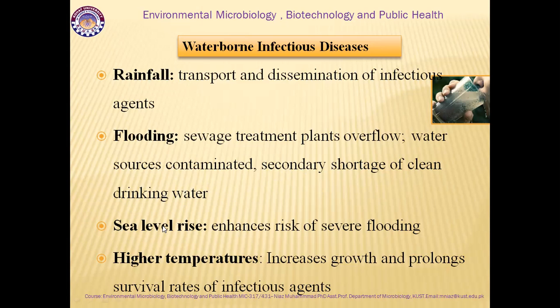And due to this rain, sea level rise enhances the risk of severe flooding. Higher temperature increases growth and prolongs survival rate of infectious agents, because it carries organic molecules from the surface of the earth and from sewage lines, sewage ponds, and sewage treatment plants. These organic molecules provide nutrients for the pathogens to grow there and survive for a longer time. Basically, it provides nutrients and higher temperature.